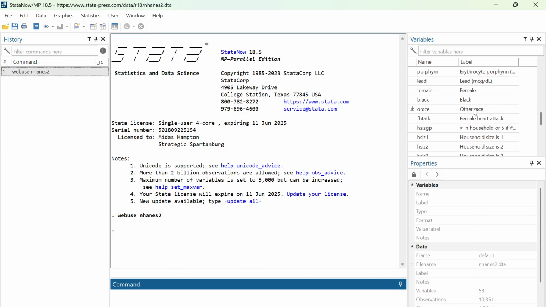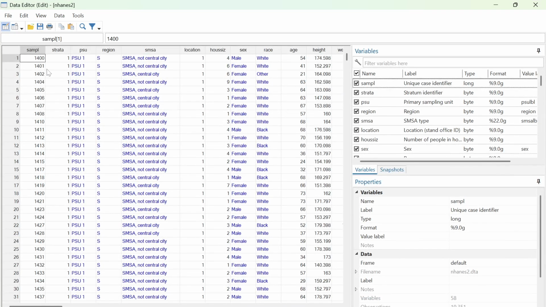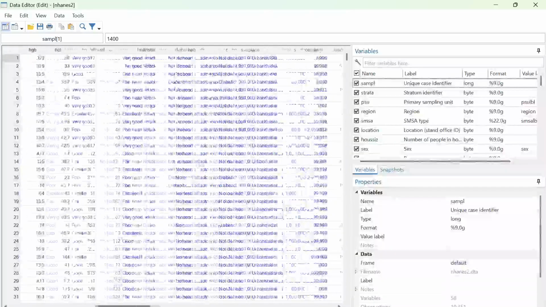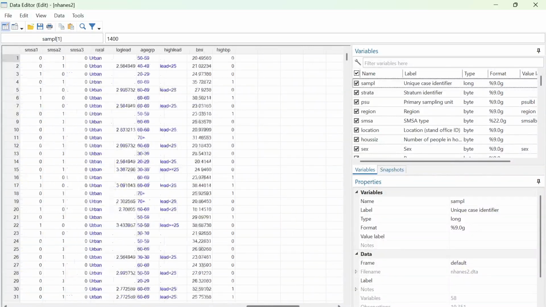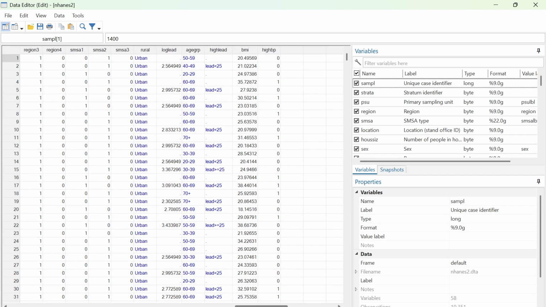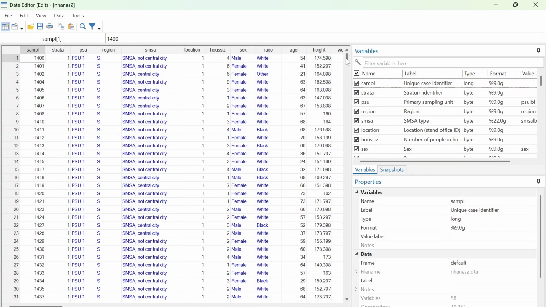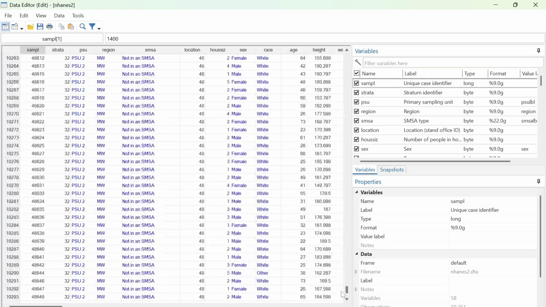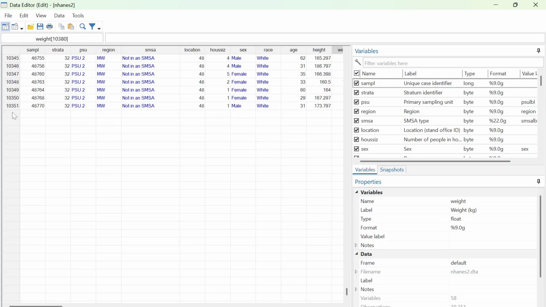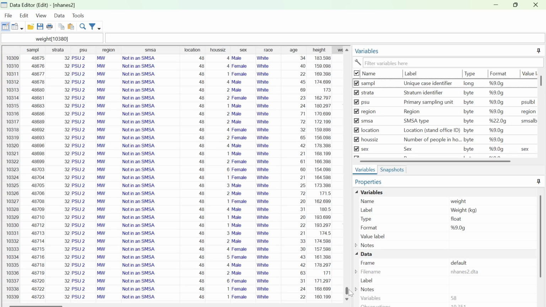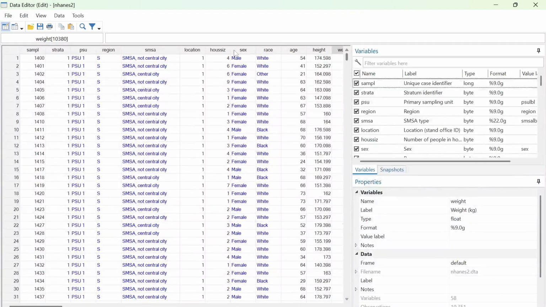So one of the problems that you can see is that you have a lot of variables in this dataset. So I always go to the data editor view and look at how the data looks. And as you can see, if you use the slider to move towards the right, there are a lot of variables, right? And then also if you use this right slider to go all the way down, you see there are 10,351 observations. So it's not easy to look at all of these variables and what they mean just by looking at the data editor view.